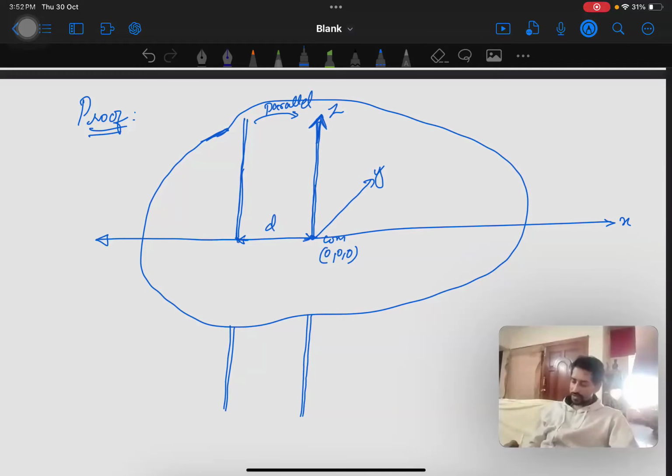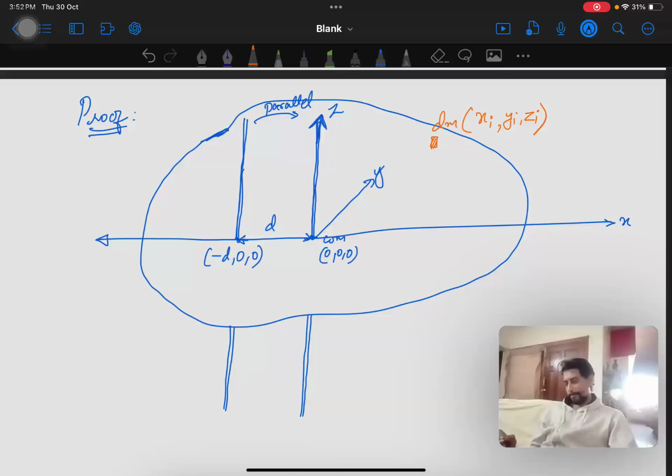The coordinates of this point over here would be what? Minus d, 0, comma 0. Fine. It's just a convenient way. So now let's select on this rigid body a point over here where the mass is dm and the coordinates are, let's call it xi, yi, zi.